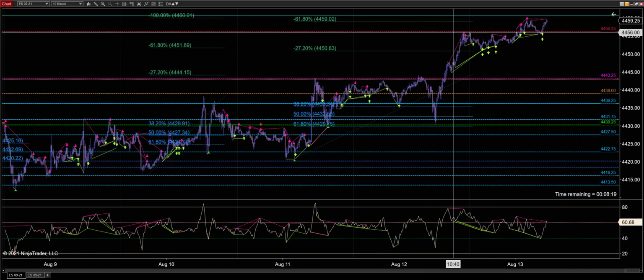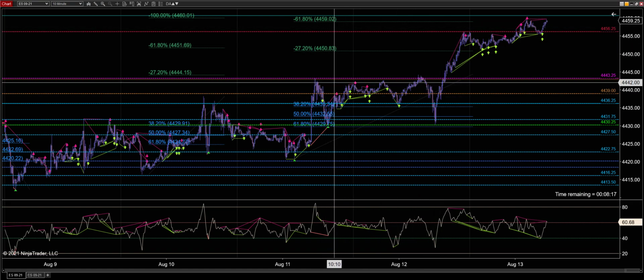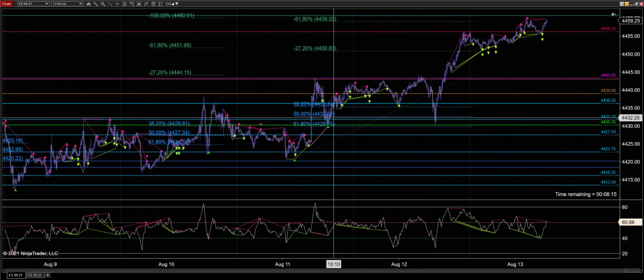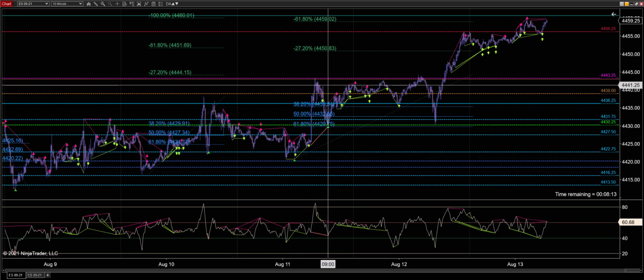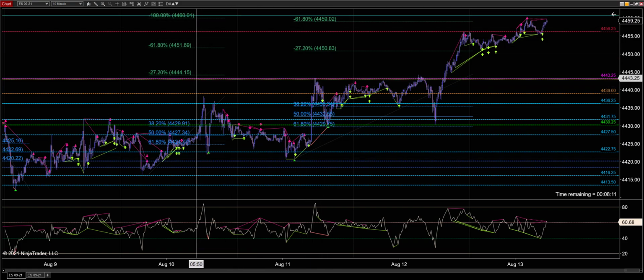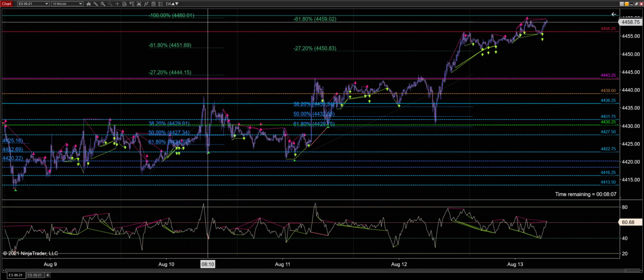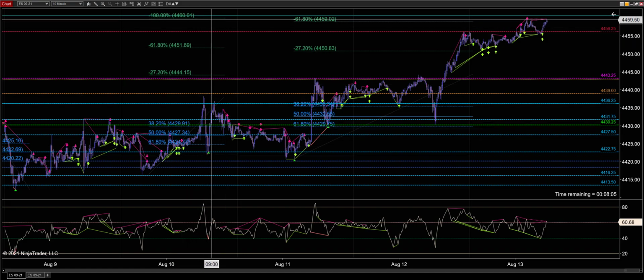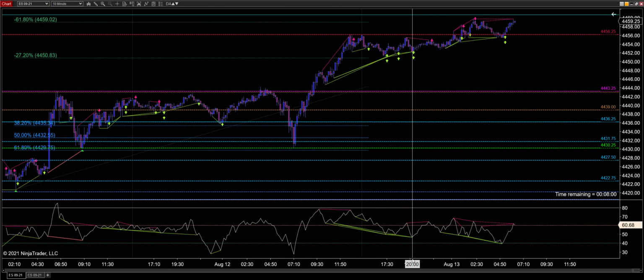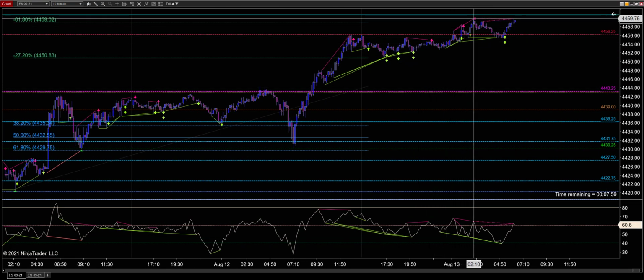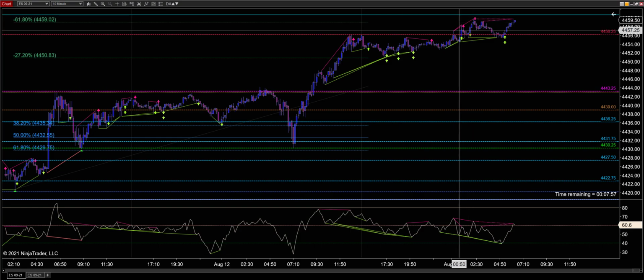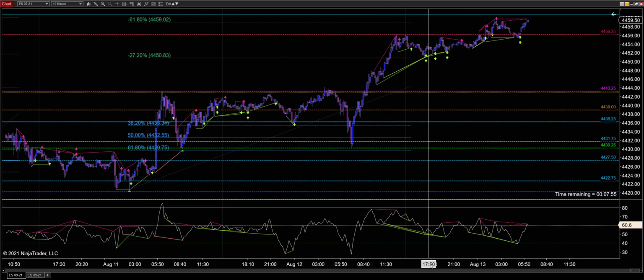Now, what I wanted to point out here is that the 61.8 extension of this leg right here from August 11th and the 100% extension from all the price action on August 10th brought us right to essentially 44.59 to 44.60, and that's where we find ourselves having some resistance in the market this morning. So just kind of an interesting observation.